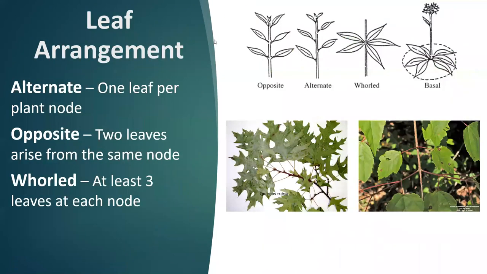Another very important component of plant identification, in addition to leaf type, is how the leaves are arranged on the tree. Essentially you want to look at where the leaf attaches to the stem, and that's termed the node. If you look at the opposite trees, you can see you have two leaves from the same node, so you have leaves on opposite sides of the twig. Where alternate, you essentially have one leaf per node. And then you have whorled, and then basal, which is something we're really not going to cover today.